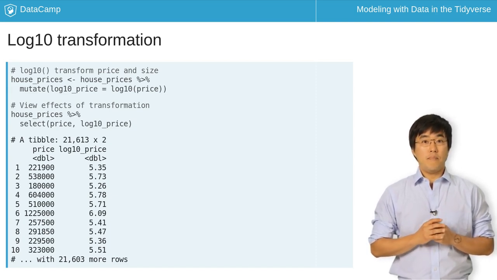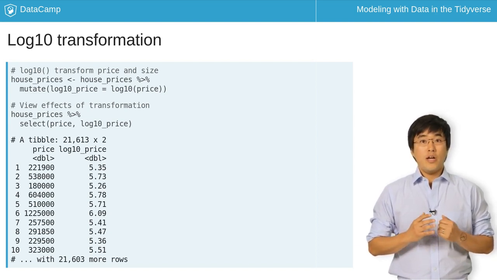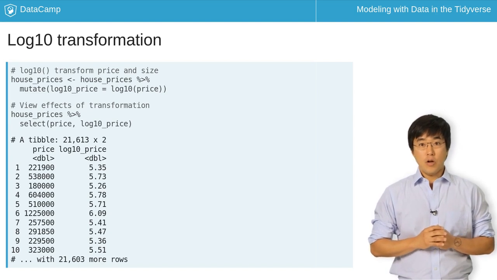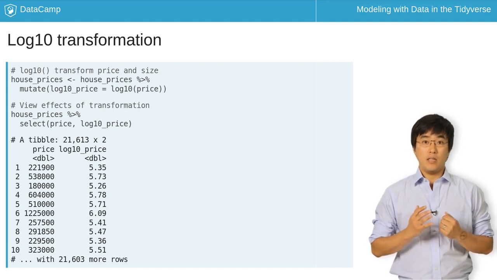I'll treat log 10 price as our new outcome variable. I can do this since log transformations are monotonic, meaning they preserve orderings. So, if house A's price is lower than house B's, then house A's log 10 price will also be lower than house B's log 10 price.